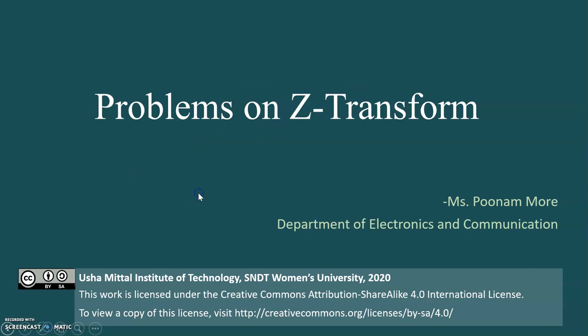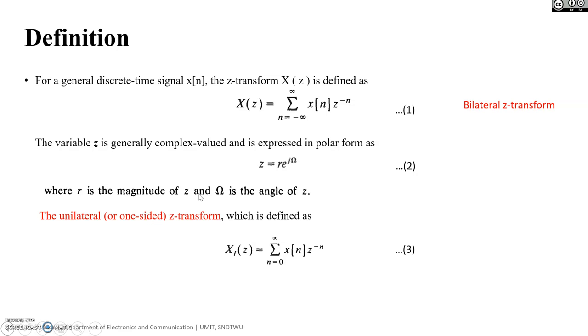Before we proceed to the problems on the Z transform, let's revisit the definition of the Z transform. As we all know, for a general discrete time signal x of n, the Z transform is defined as the summation of x of n into z raised to minus n, where n takes the value from minus infinity to infinity. This expression is considered the bilateral Z transform.